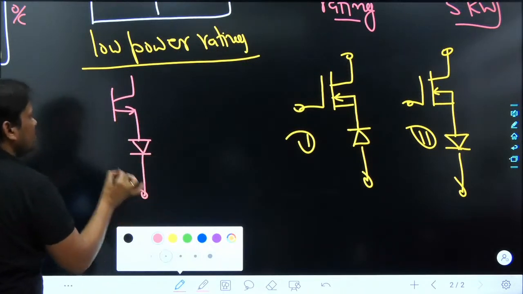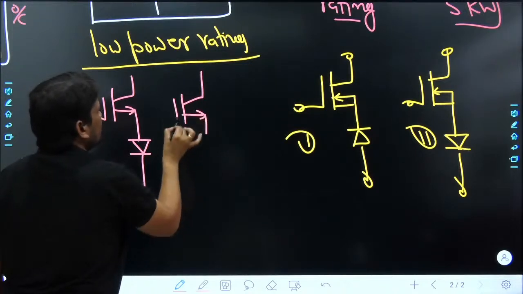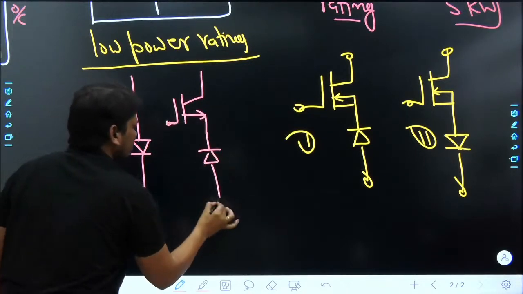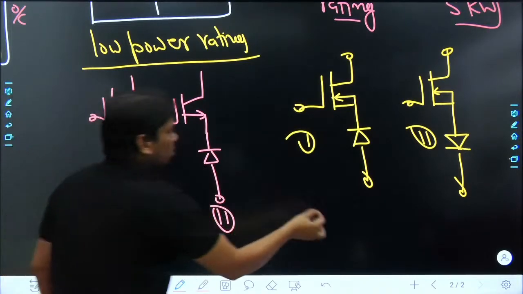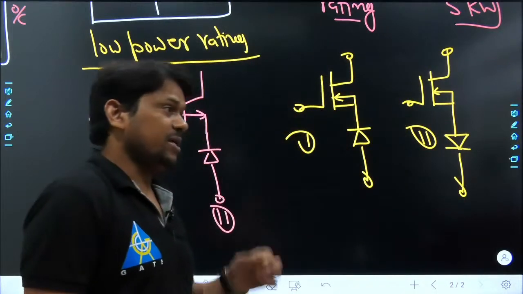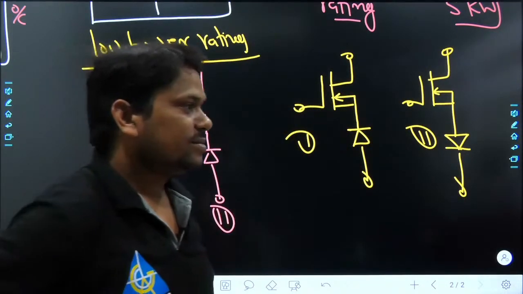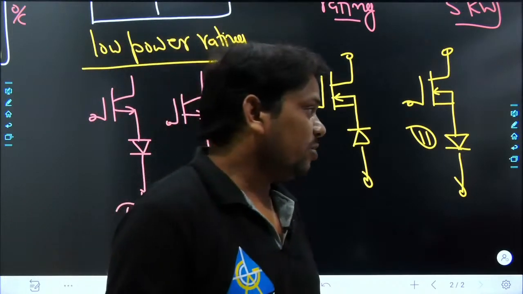my dear friend, in this way, and again we have one more IGBT in this way. Now tell me, which connection will be correct, in IGBT or in MOSFET, either first or second? Everyone, think over it and tell me. See, nobody knows it.